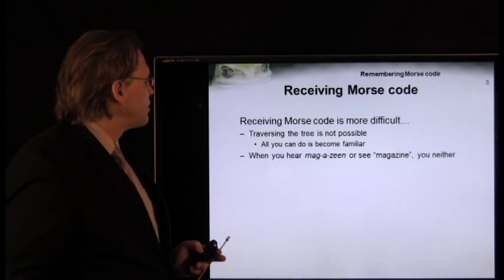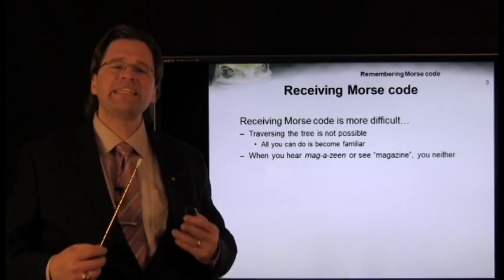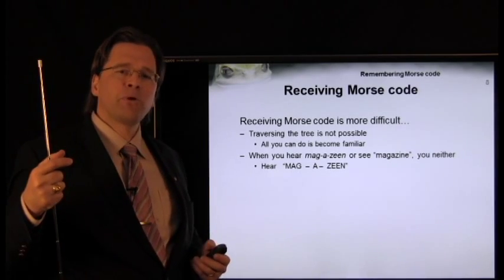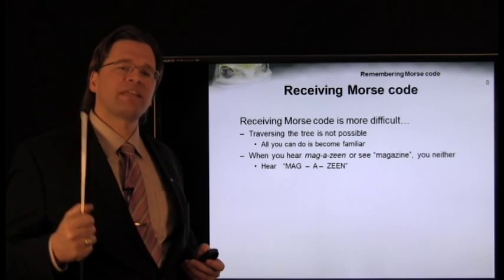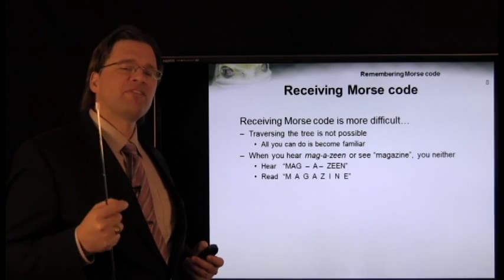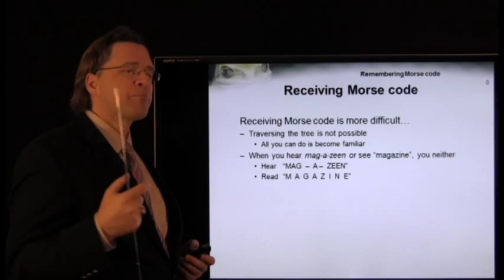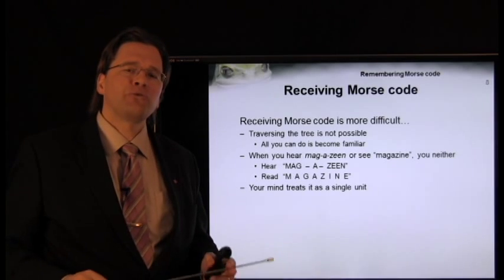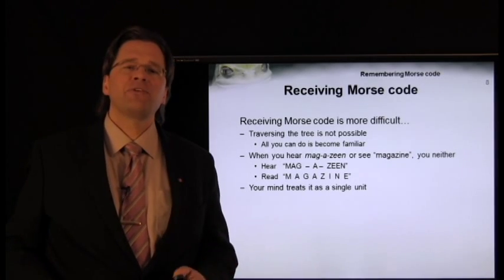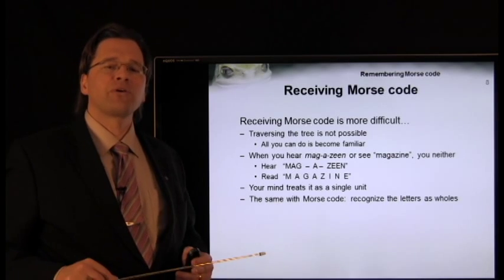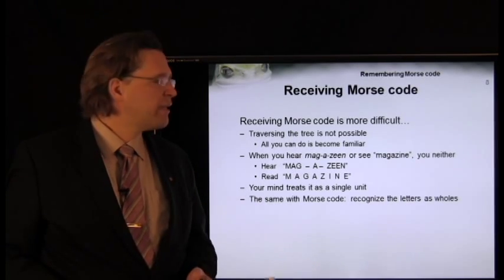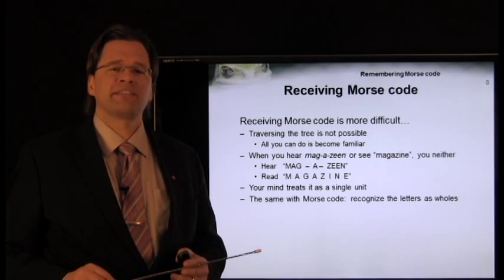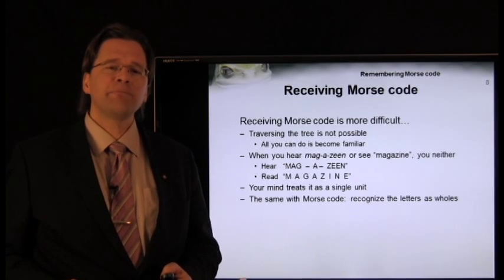That's too slow. When you hear the word magazine or you see the word magazine written down, you neither hear the individual components and process them individually, nor do you read the individual letters of the word magazine and process them individually. Instead, your mind has learned to treat them as a single unit. Well, guess what? You have to do the same with Morse code. You have to learn to recognize the letters as a whole. In fact, expert Morse code receivers appear to recognize not just letters, but entire words simply by the sequence of dots and dashes.